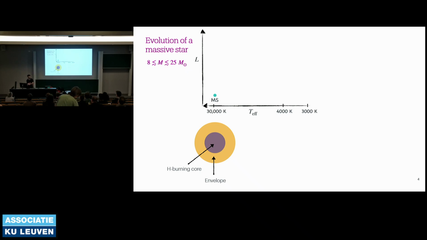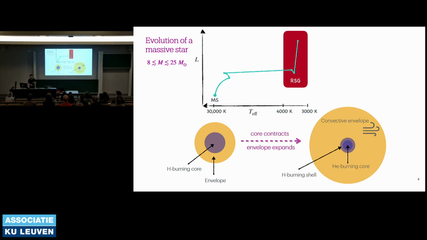And here we can see how a red supergiant evolves, starting in the main sequence phase at a hotter temperature, where we have a hydrogen burning core. And then when hydrogen is depleted, the core contracts, the envelope expands, leading to lower temperatures and larger radii, and we have the helium burning starts at the red supergiant phase, and we have a highly convective envelope also.